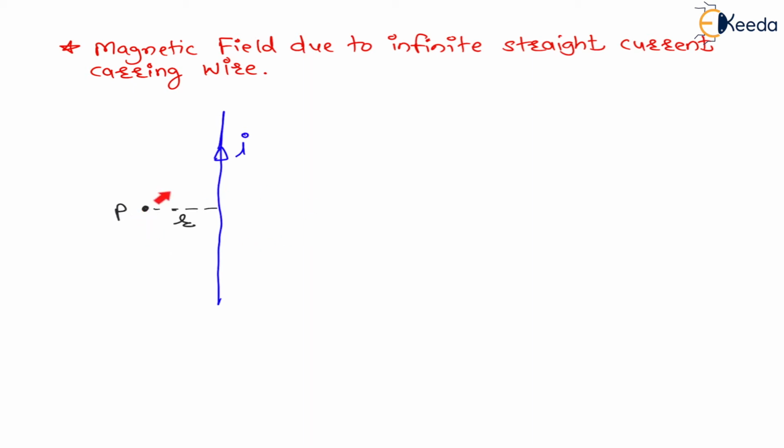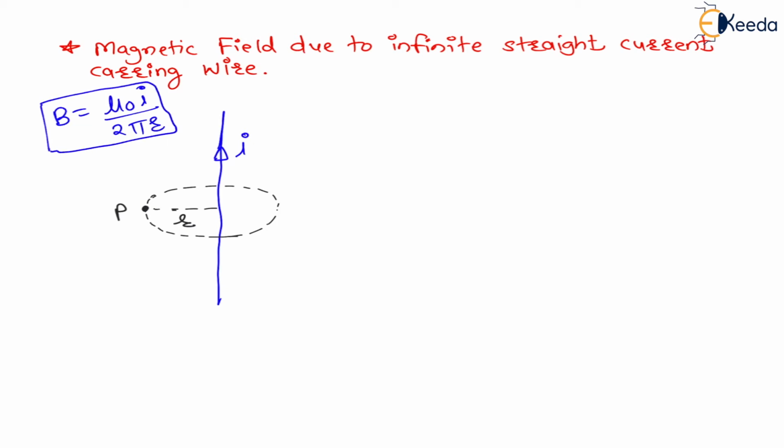Now what do I have to do? With the help of this point P, I have to form one loop, right? So let us form one loop like this. The current is perpendicular to the loop, right? Now my dear students, with the help of the Biot-Savart law, the result was B is equal to mu naught I divided by 2 pi r. But as the Biot-Savart law is not in the syllabus, don't worry. With the help of Ampere's circuital law also we will prove the same result, right?